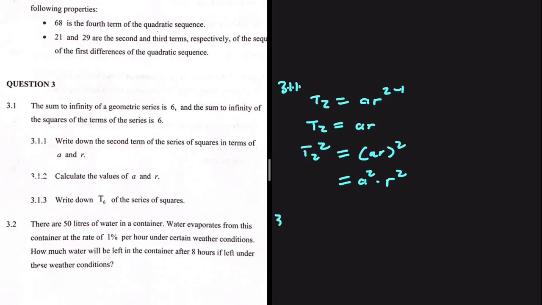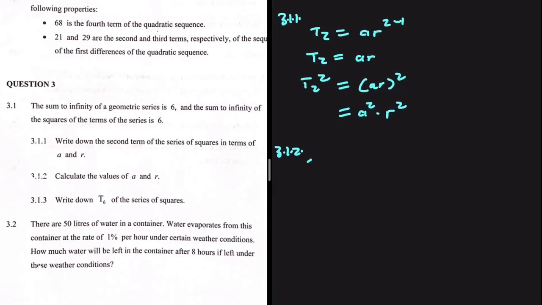Let's look at 3.1.2. Calculate the values of a and r. This question is for 6 marks, by the way. The sum to infinity of a geometric series is a divided by 1 minus r. We are told that the sum to infinity is 6.